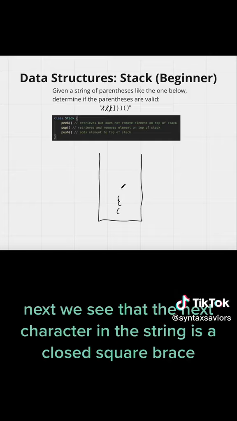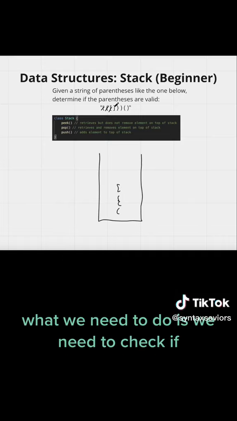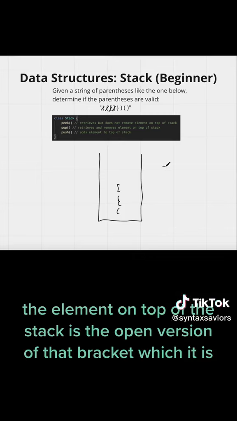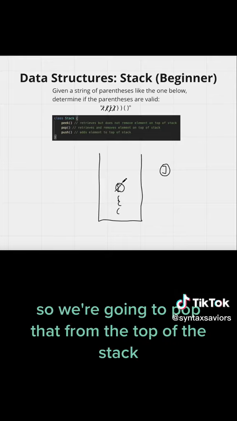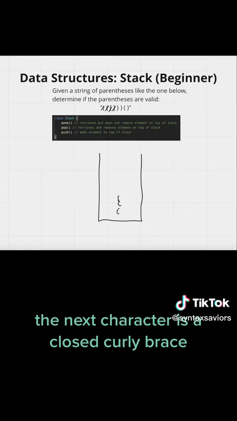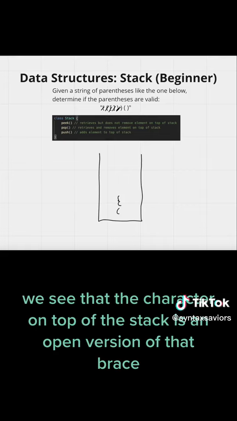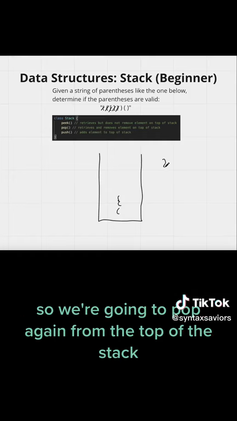Next, we see that the next character in the string is a closed square brace. What we need to do is check if the element on top of the stack is the open version of that bracket, which it is. It's an open square brace. So we're going to pop that from the top of the stack. The next character is a closed curly brace. We see that the character on top of the stack is an open version of that brace, so we're going to pop again from the top of the stack.